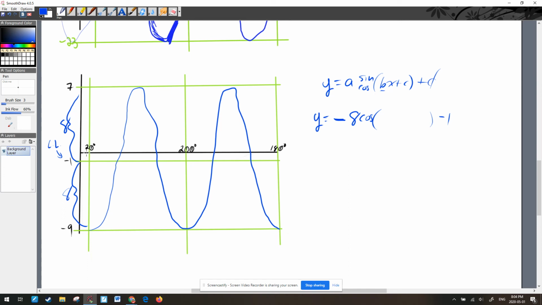I need to know how long the period length is. Well, it starts at 20 and it finishes one full period length at 200 degrees. So if I look at this, how far is it from 20 to 200? You can probably do that in your head. It's 180 degrees.